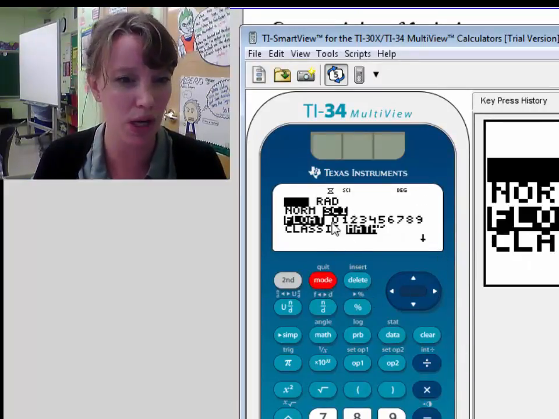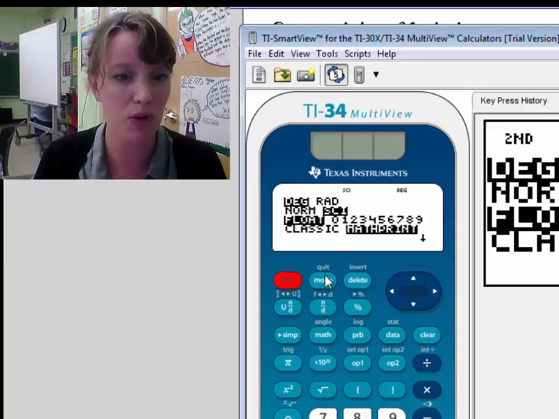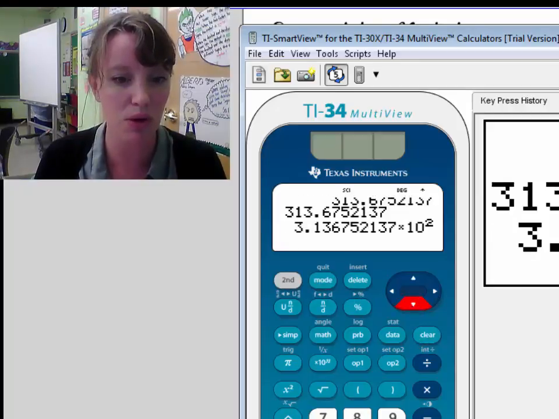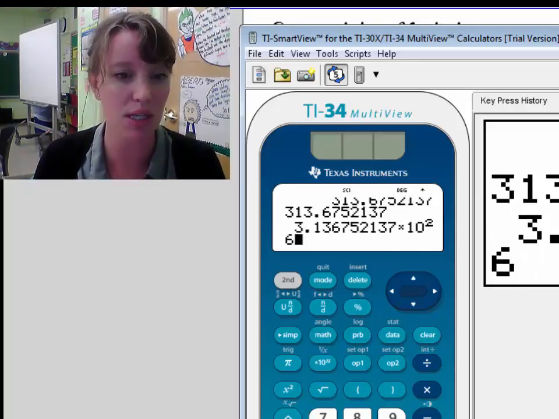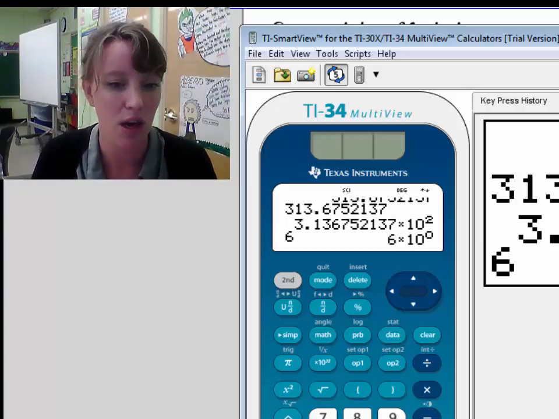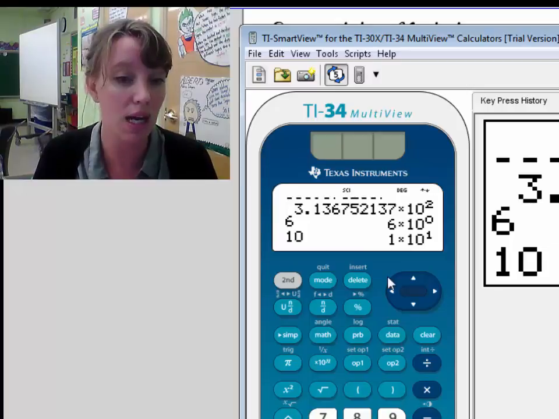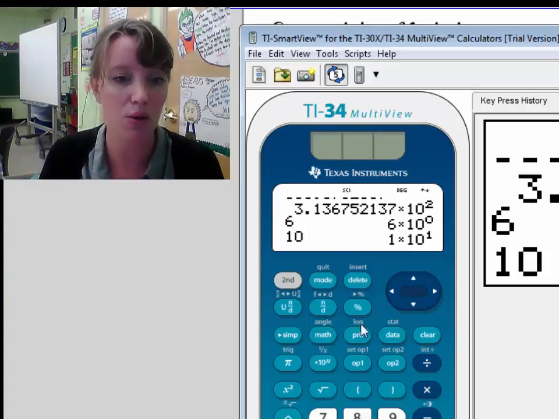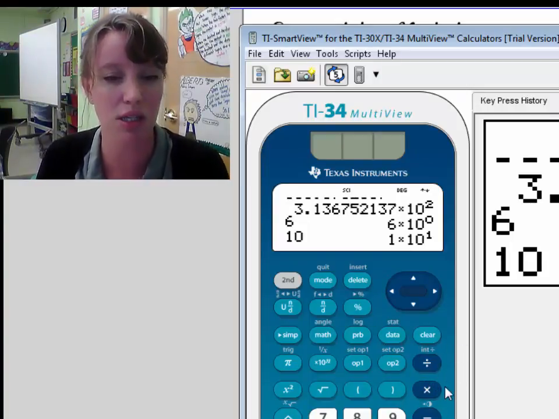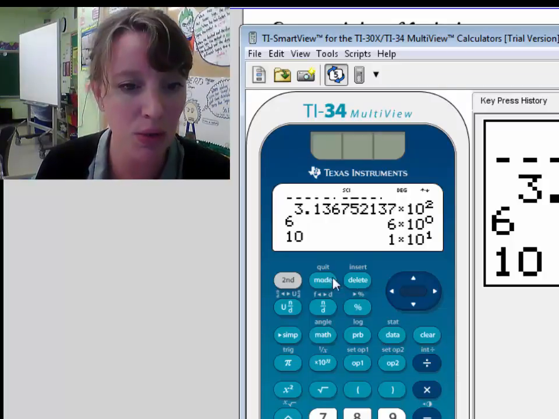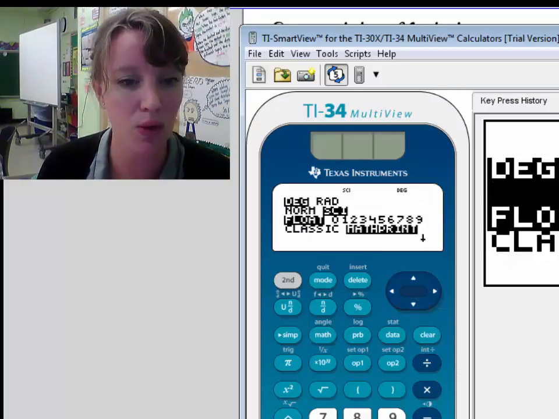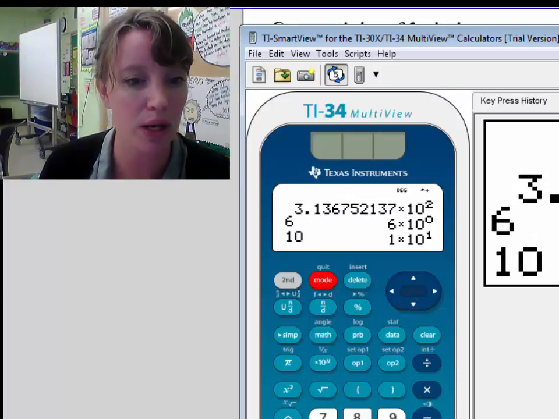You rarely want your calculator in this mode, because whenever you're in scientific notation mode, if I write like 6, for instance, it's going to give it to me in scientific notation. If I write 10, it's going to give it to me in scientific notation. Okay, it's nice to have it sometimes, but if you're trying to do regular calculations, it's not so helpful. All right, so you can always go back to mode, go down and hit normal, and then second quit in order to get out of it.